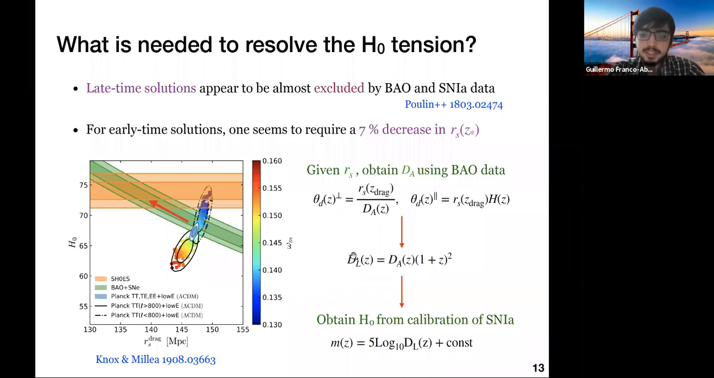And once you have this luminosity distance, comparing with the observations of the apparent magnitude of supernova, that I'm calling here M, then you can obtain the Hubble constant from the calibration constant. So this is the method that is giving us this green band. And yeah, this already summarizes the two points that I was saying before. Late time solutions cannot work simply because by construction, they cannot reduce the sound horizon. And for early time solutions, you need to decrease the value of the sound horizon because the combination of BAO and supernova is forcing us to move in this direction.